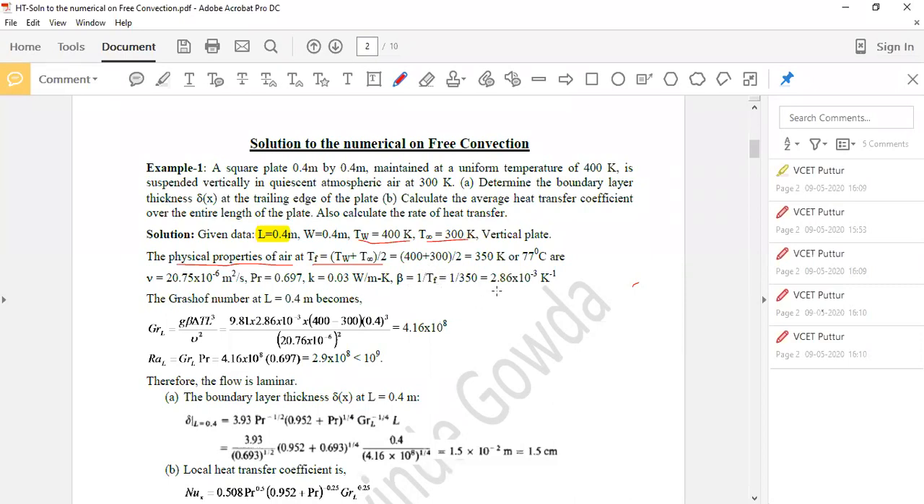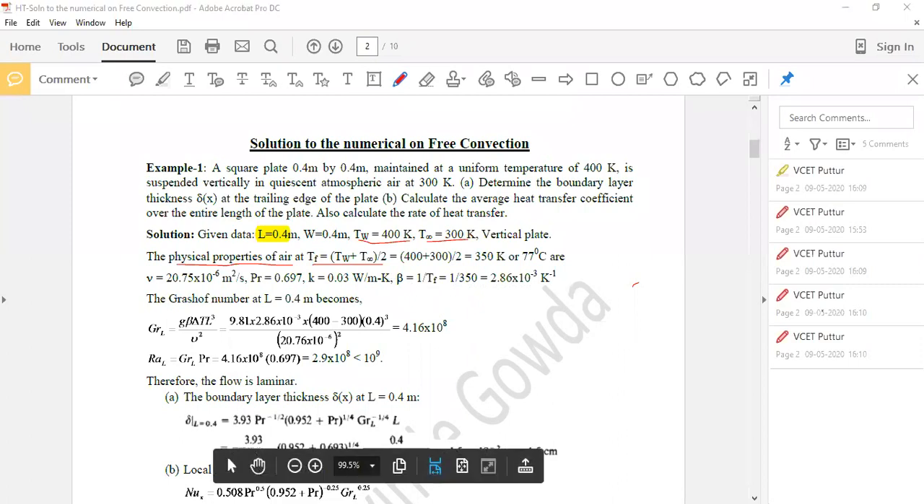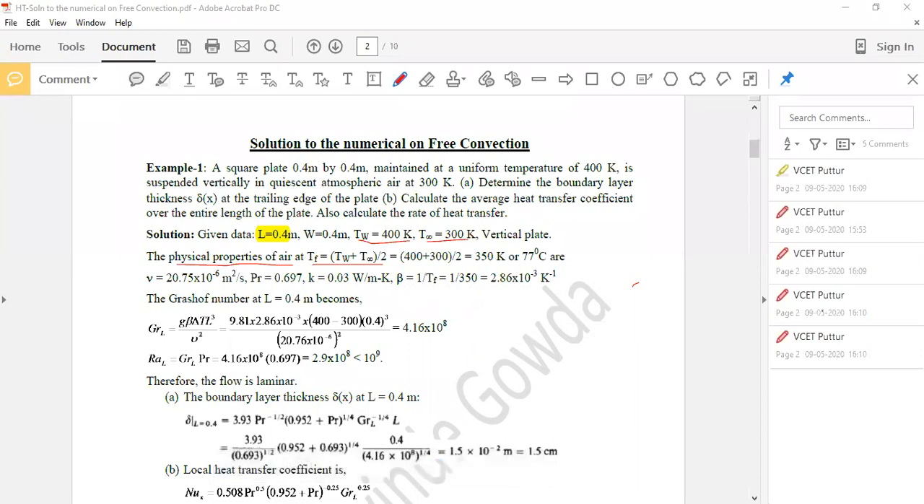1 by 350, that is 2.86 in 10 to the power of minus 3 per degree Kelvin. You can calculate for the air like this, or else straight away you can also read the value of beta from this table. So for 77 degree centigrade, you can roughly around 80 degree centigrade, you can read what is the value of beta. For 77 degree centigrade also one can calculate.